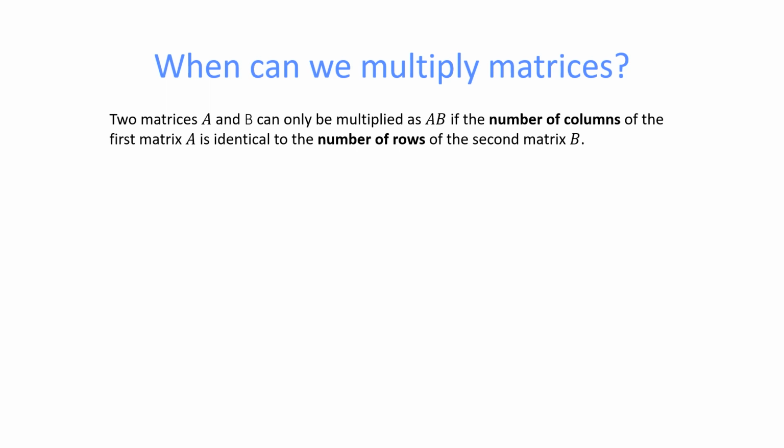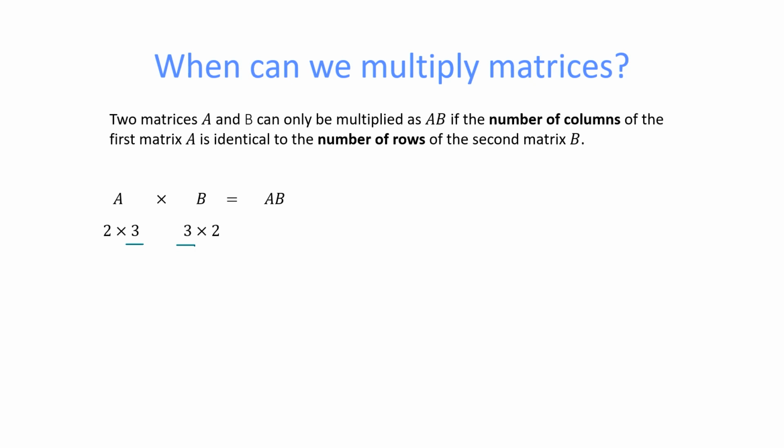Matrices A and B can only be multiplied as AB if the number of columns of the first matrix A is identical to the number of rows of the second matrix B. That means that if we have matrices A times B equals AB, and we have their dimensions, for example, 2 times 3 and 3 times 2, the first number 2 in matrix A is the number of rows, and the second number 3 is the number of columns. We need the number of columns of the first matrix, 3, to be identical to the number of rows of the second matrix, B.